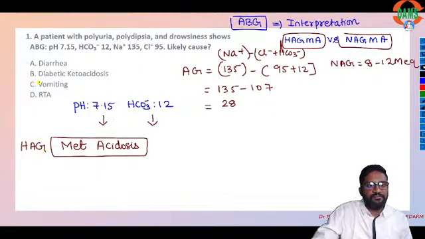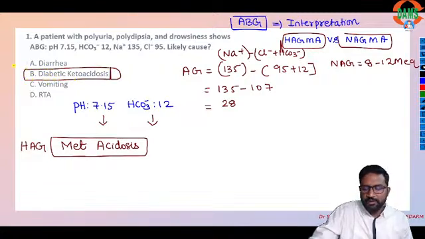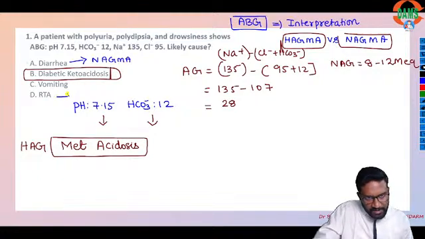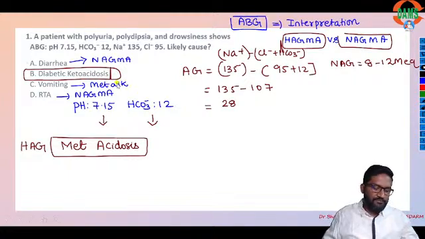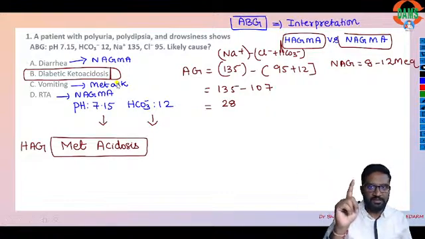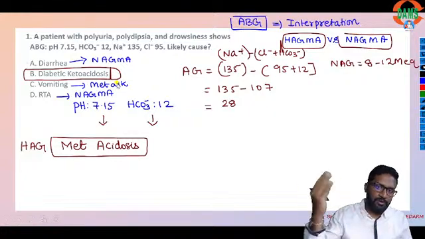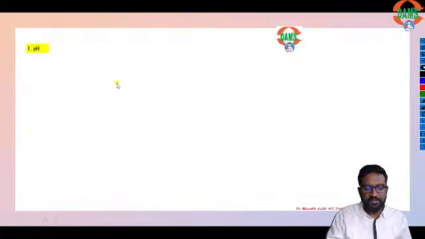Out of this, which will cause high anion gap metabolic acidosis? It is DKA, because diarrhea is usually normal anion gap metabolic acidosis. RTA is usually normal anion gap metabolic acidosis, whereas vomiting is usually metabolic alkalosis. Everybody should be thorough. Whenever a condition is adding acid, it is high anion gap. Other all will be normal anion gap metabolic acidosis. So this is something you need to know.